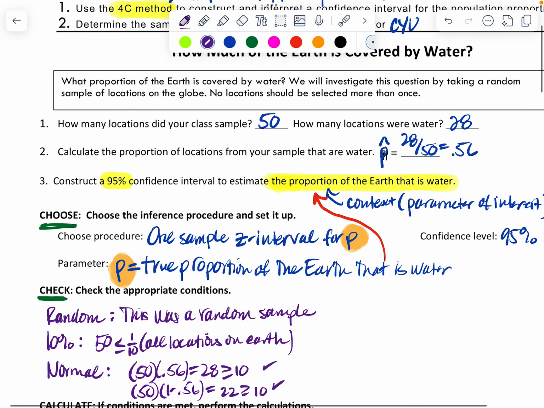So our three conditions that we need to check before we can proceed are: do we have a random sample? If we're sampling without replacement, is the 10% condition met? And do we have an approximately normal sampling distribution? So we checked all of these, they all check out.